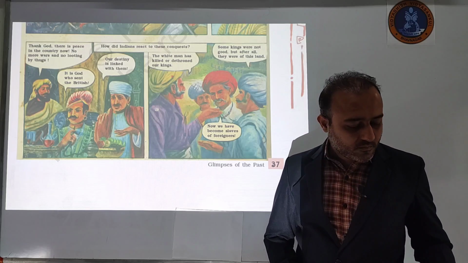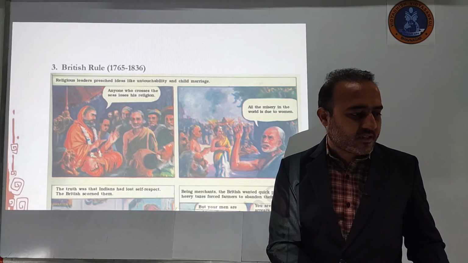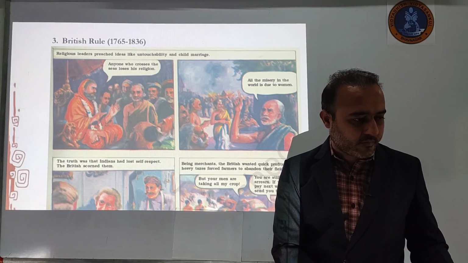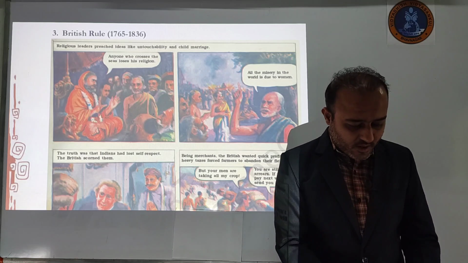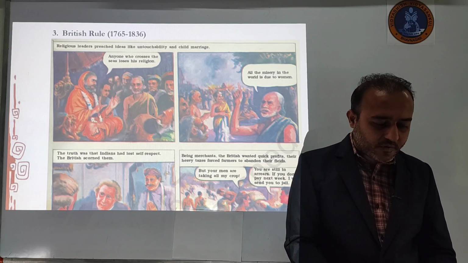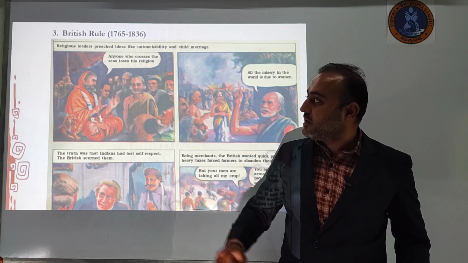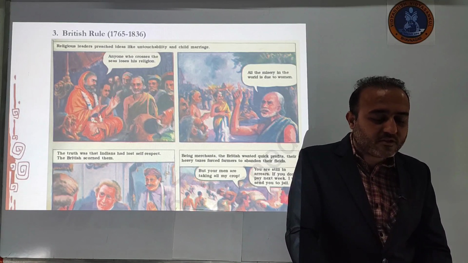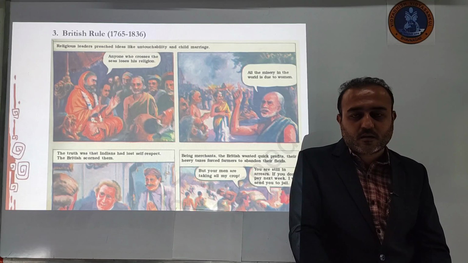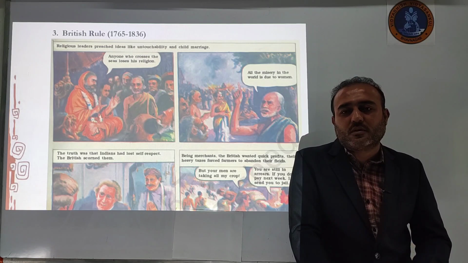Right? Moving to the next page, to the third paragraph. What is written? British rule. Okay. So the first picture, what is written over here? Religious leaders preached ideas like untouchability and child marriage. Now how did it become easier for the Britishers?